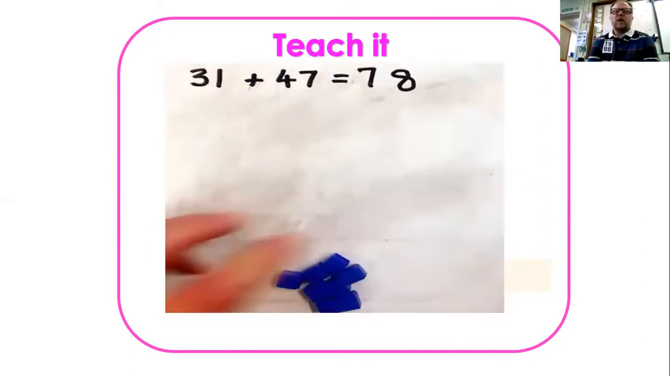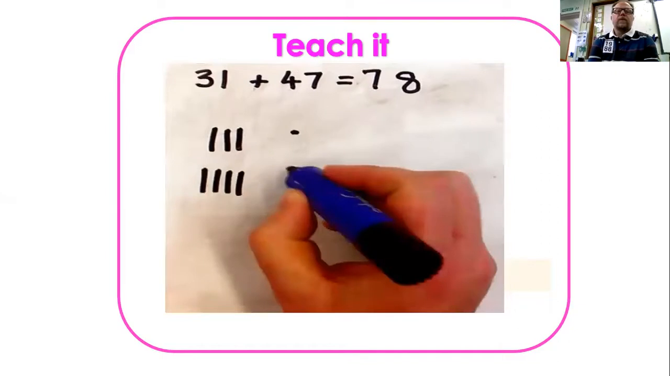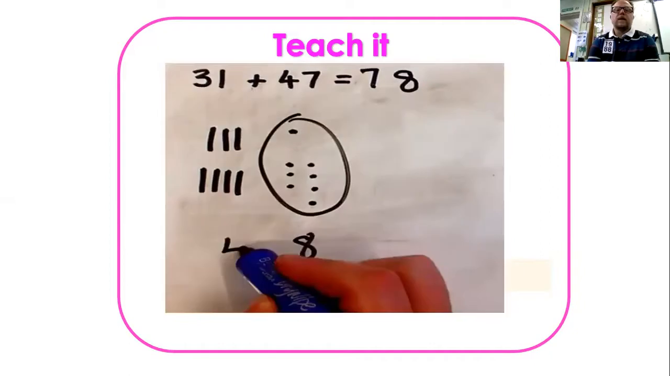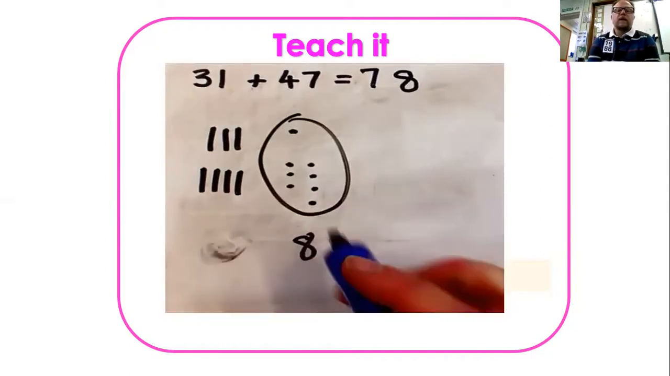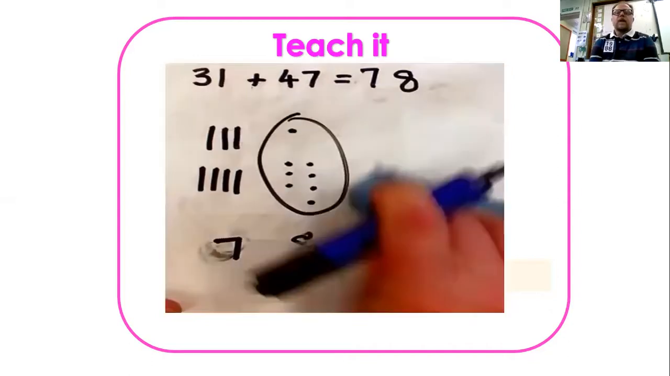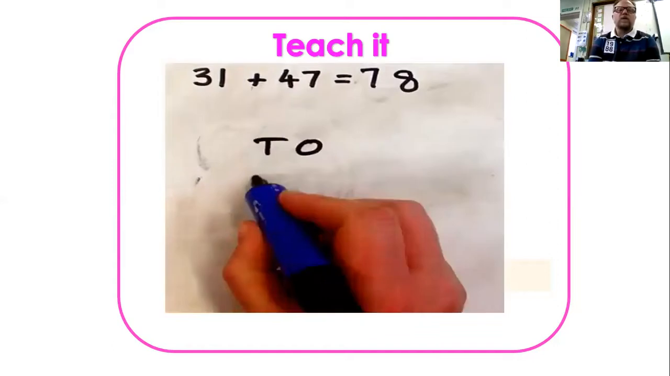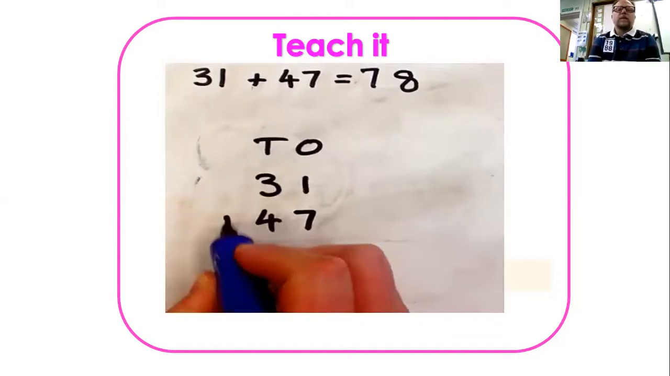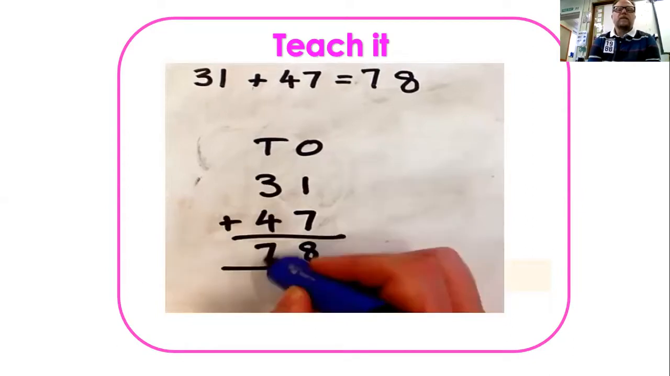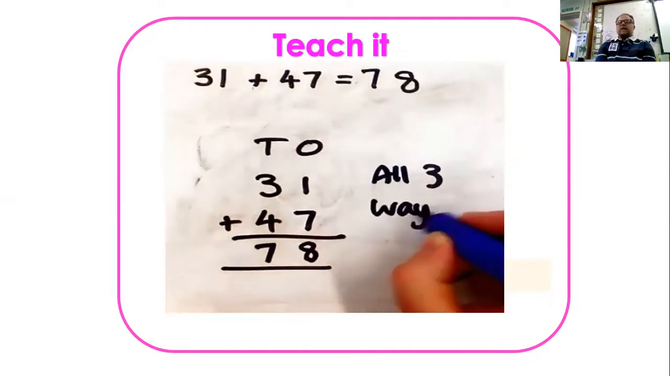And then for the same question, I'm going to draw it. 31, 47. Add my ones, 8. Add my tens. Was about to write the wrong number there. Realised 7. 7 tens, 78. And finally, laid out like column addition. Tens and ones. Add my ones. Add my tens. All 3 ways for each of the questions.